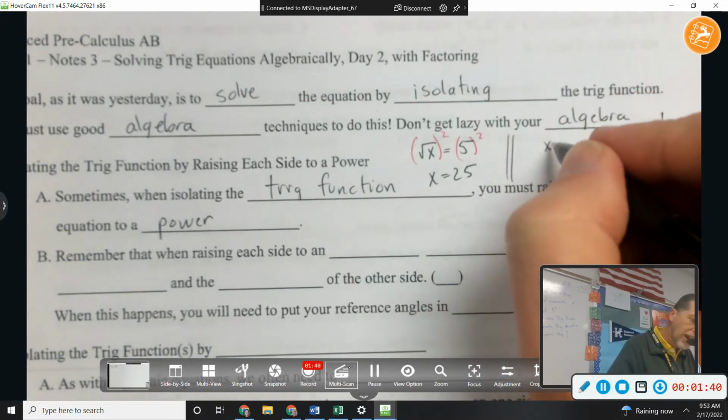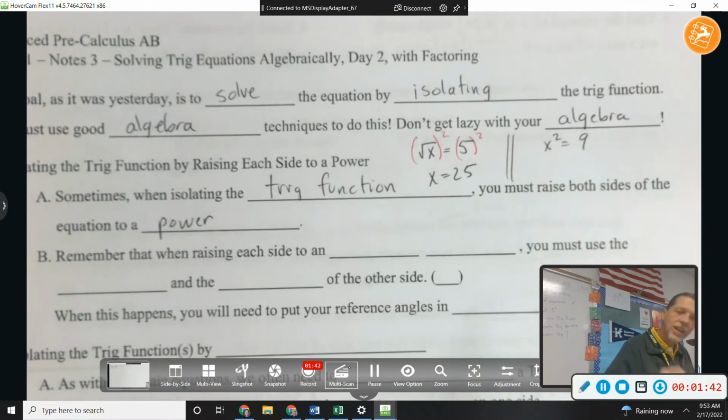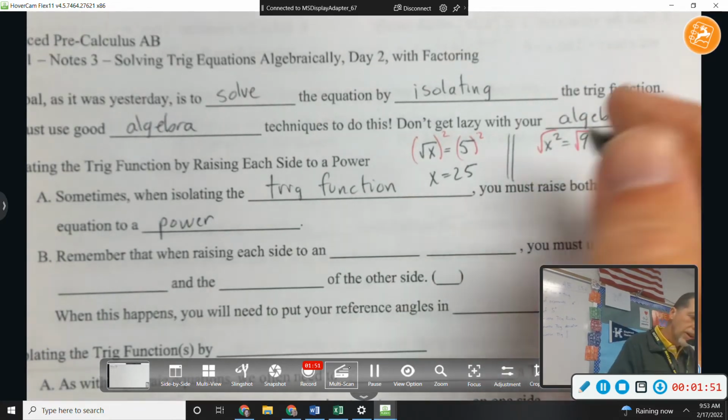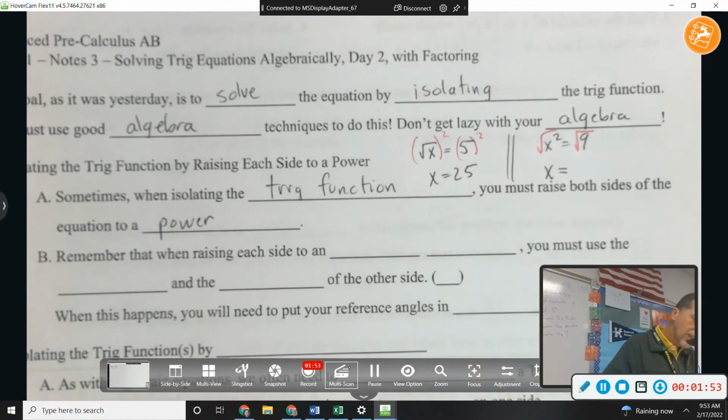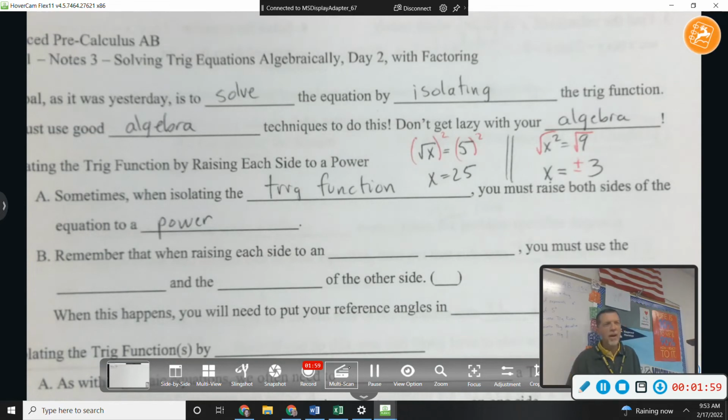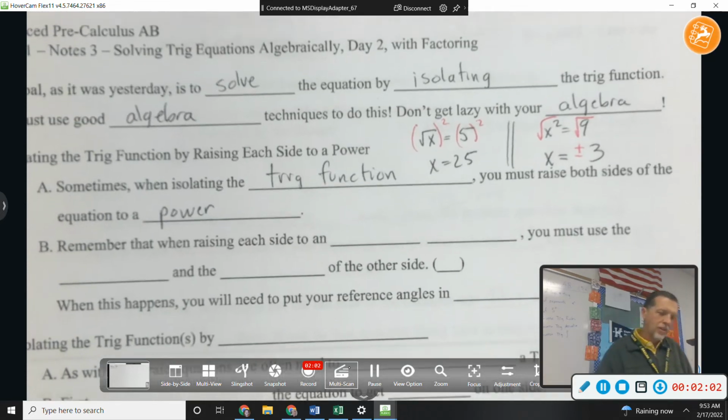Separate problem, if we had x squared equals 9, what would we do to both sides? Square root it. And what would our answer be? Good, plus or minus 3. So that's the algebra background stuff that we're supposed to be good at already.